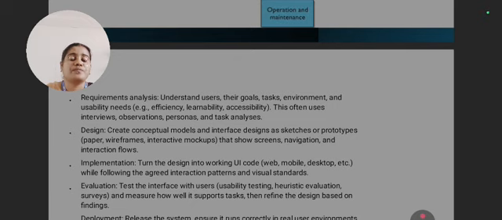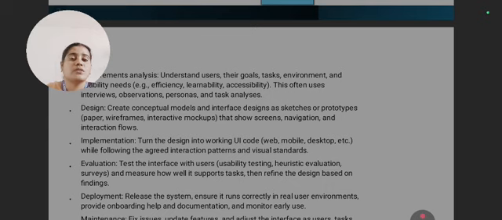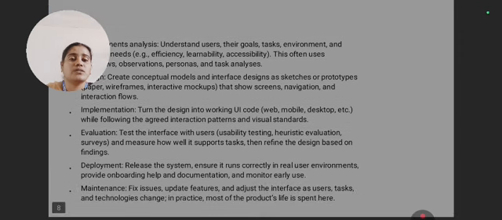Second one is design. It is mainly used to create conceptual models and interface designs as sketches or prototypes by using paper, wireframes, interactive mockups that show screens, navigation and interaction flows. Third one is the implementation phase. Turn the design into working UI code while following the agreed interaction patterns and visual standards.